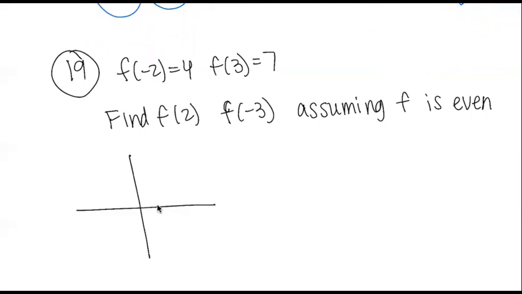I'm going to plot out points because why not? So we have -2, 4. And then we have 3, 7. 1, 2, 3, 4, 5, 6, 7. Yep. If you're visual, great. If you're not, you don't have to do it this way.